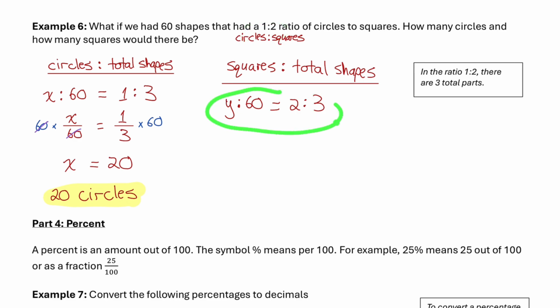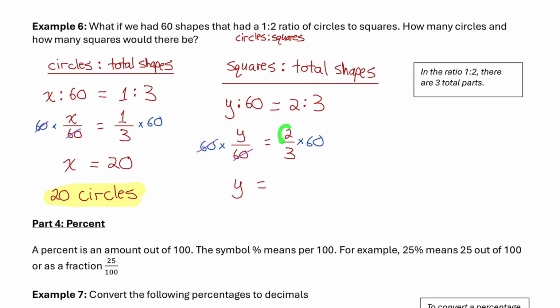So using this proportion, I can solve for y. It would probably be useful to write it as a fraction first, and then algebraically, to isolate this y, multiply both sides by 60. On the left, they cancel, and we figure out that y is equal to 2/3 of 60. Well, 2 times 60 is 120. Divide that by 3, you get 40. So of the 60 shapes, 40 of them are squares.